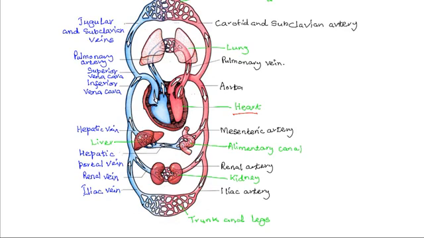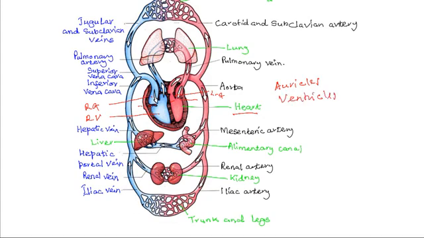The heart consists of 4 chambers. The upper chambers are known as auricles. So we have the left and the right. So this is the right auricle and this is the left auricle. Then the lower chambers are known as ventricles. Likewise, there is a right ventricle, and the left ventricle.